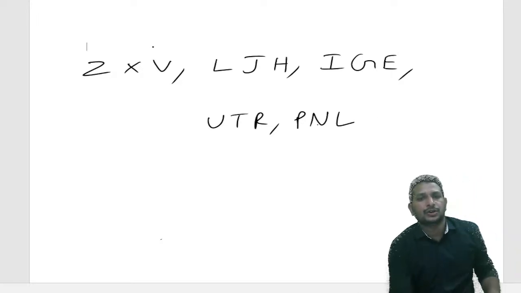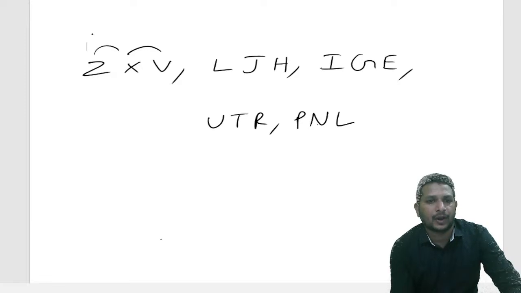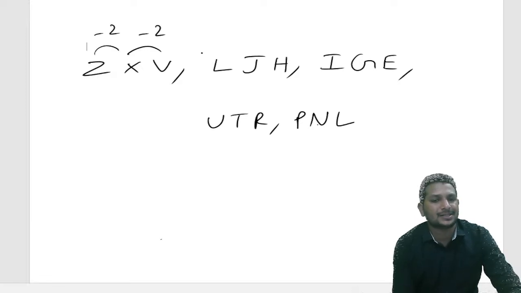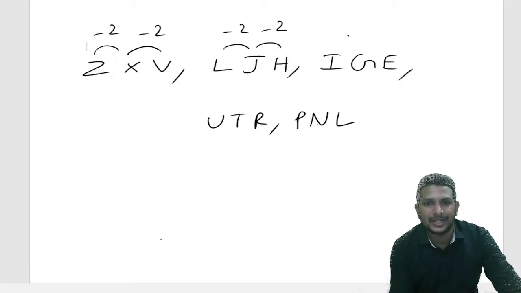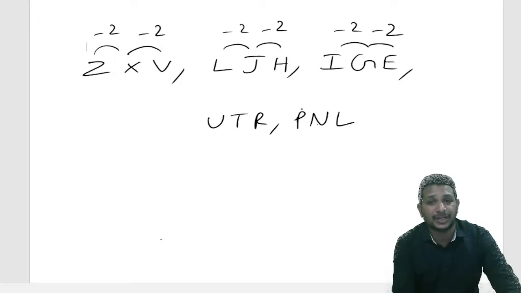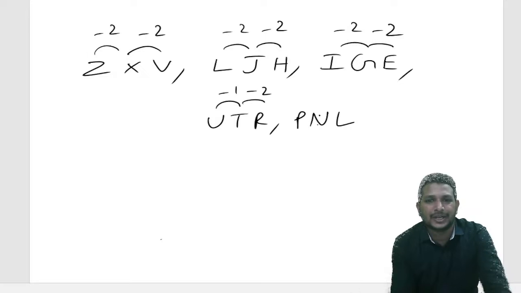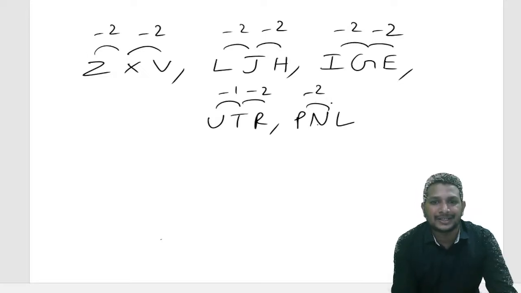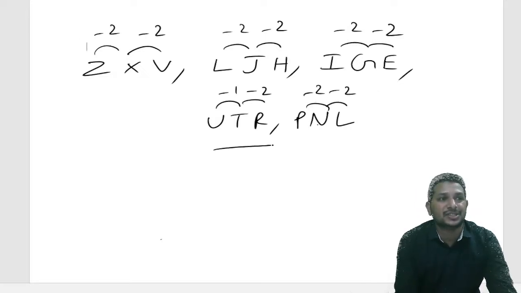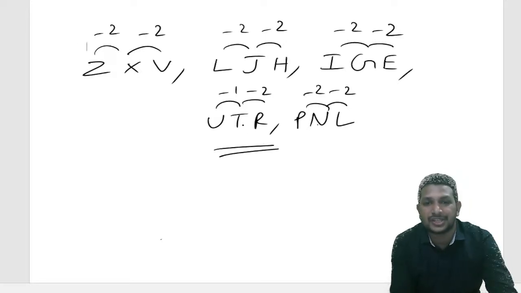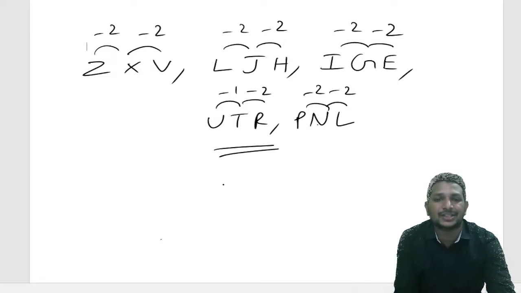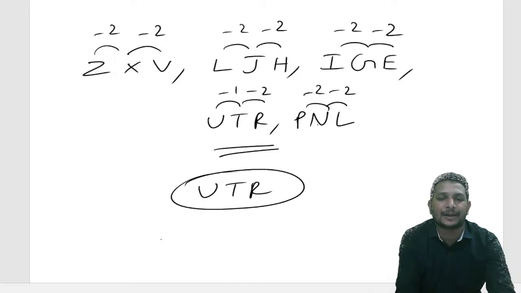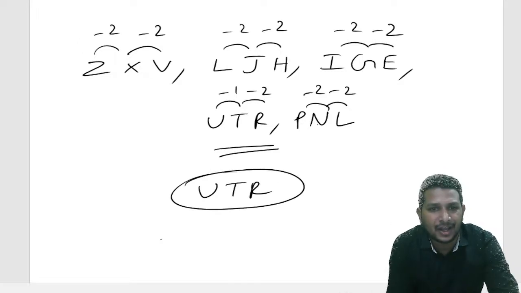All the letters are going backward by 2 letters, 2 letters. This is not just 1 letter, it is 2 letters, 2 letters, 2 letters. So except this UTR, all the remaining options are going backward by 2 letters each. So the odd one out is what? UTR. UTR is the odd one.